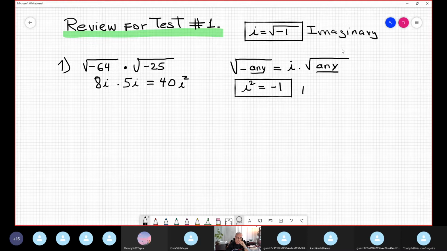i squared, no. i squared is real. Therefore, the answer, you never leave it like that, because you replace i squared for negative 1, and negative 1 times 40 is negative 40. And this is my final answer.